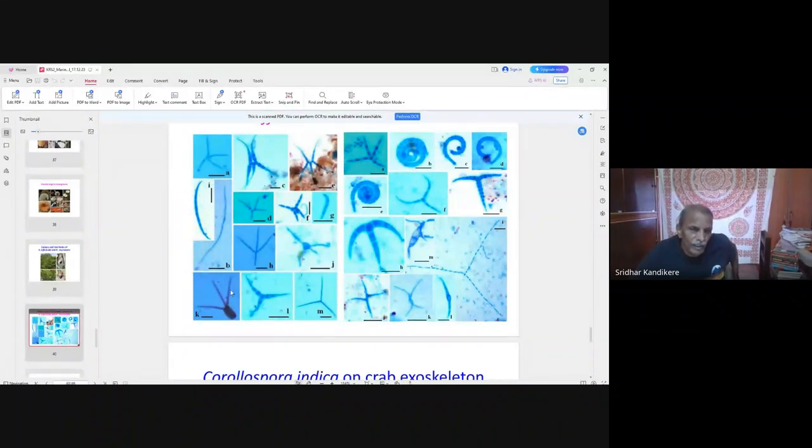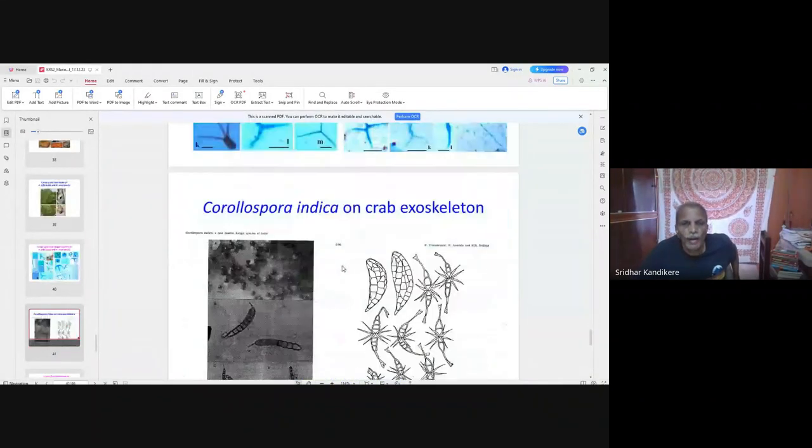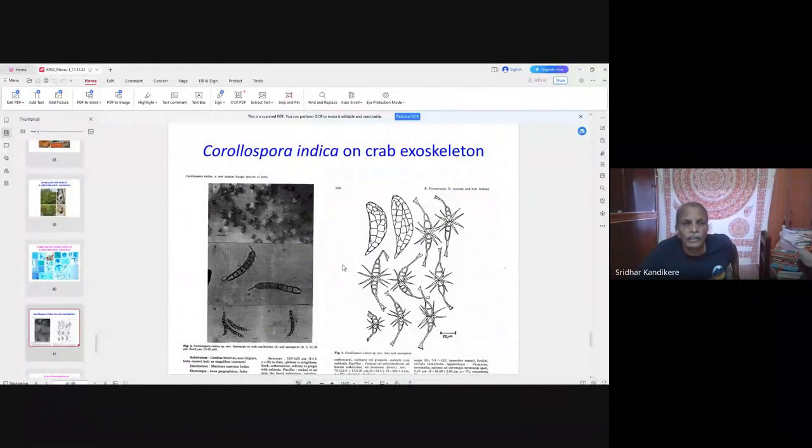This is Tetraploa aristata. Usually it is a terrestrial one, airborne, which we can find in the field like that. So these are all the fungal spores found in the canopy region. And we have erected two or three species of marine fungi. One is Corallospora indica on crab exoskeleton.